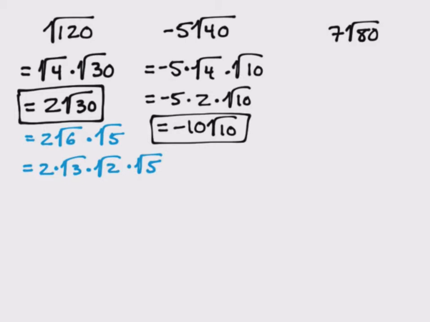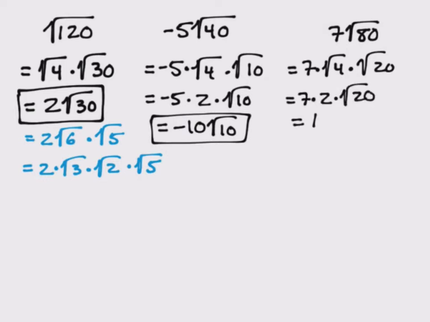Same thing with 7 times the square root of 80. Let's keep that 7 there on the side while we try to simplify the square root of 80. Now, what are the factors of 80 that are perfect squares? I know 4 goes into 80, so maybe we can write this as 7 times the square root of 4 times the square root of 20. And that gives us 7 times 2 times the square root of 20, which is 14 times the square root of 20. Are we done?